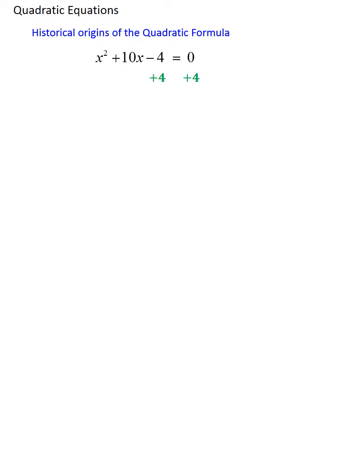The first thing that they decided to do here is add 4 to both sides. And when they added 4 to both sides, they got the negative 4 on the other side. Now this is contrary to the factoring method, but this is something that they tried. Seems logical. Now the next thing they did is add 25 to both sides. And this would make no sense to the average person.